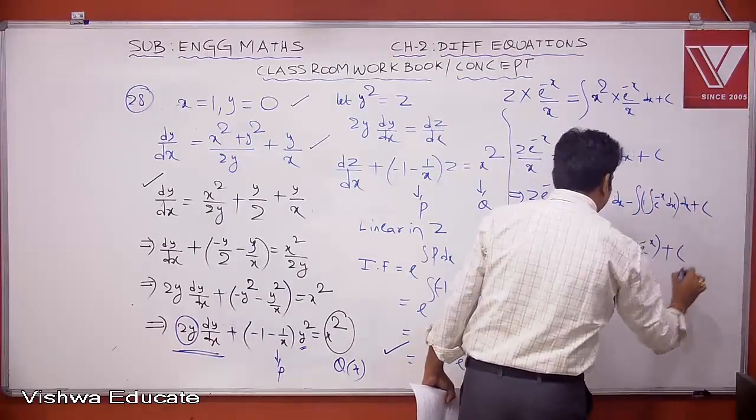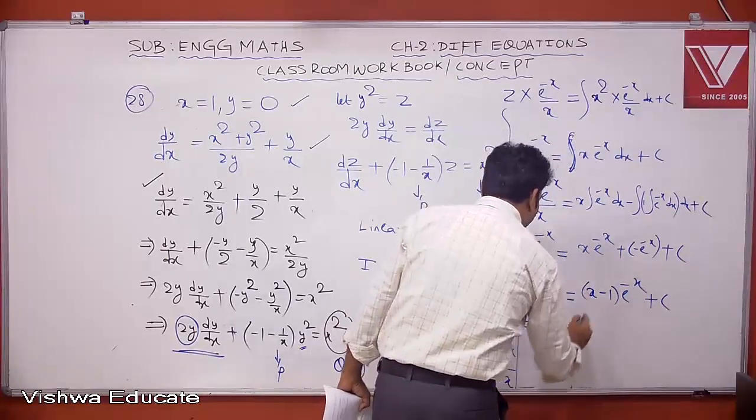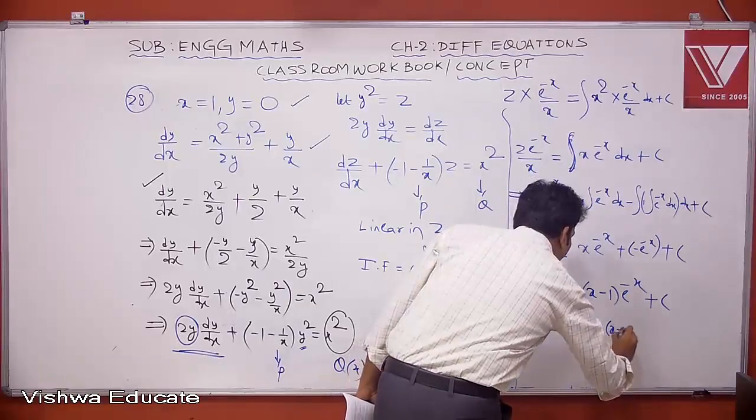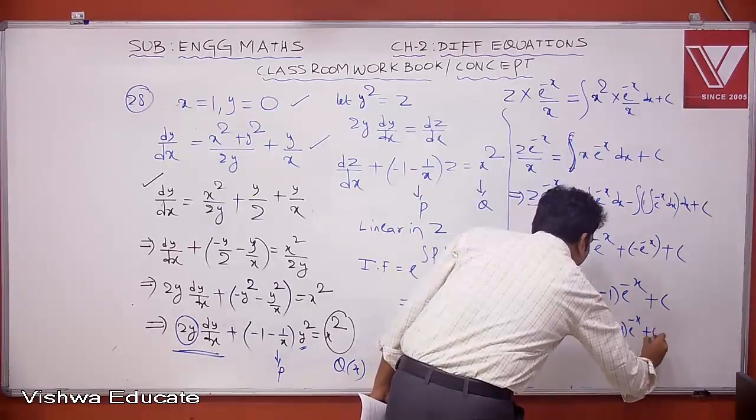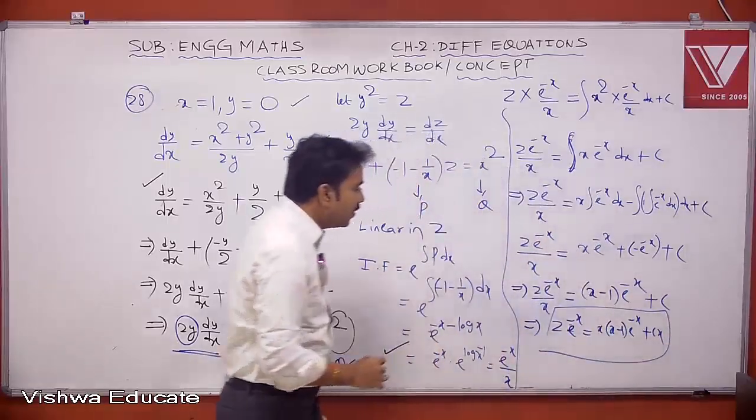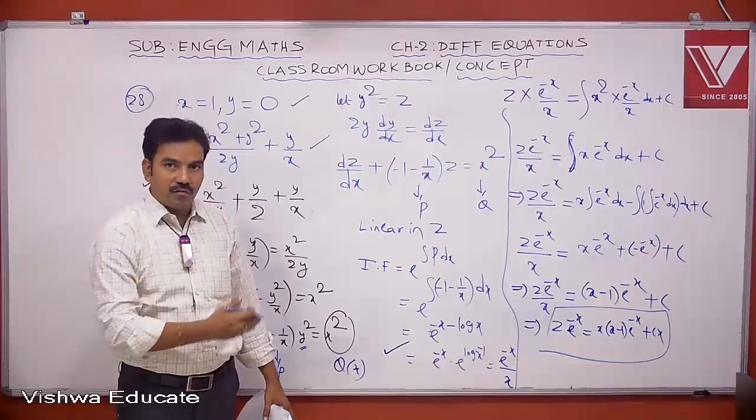This is constant c, and in this case we get constant c. So therefore z into e power minus x equal to x into x minus 1 into e power minus x plus cx. Now this is my general solution. So first note these points. We continue finding the c value after a few minutes.